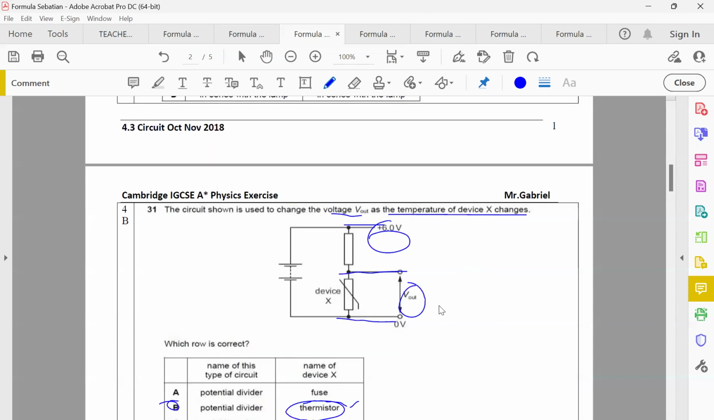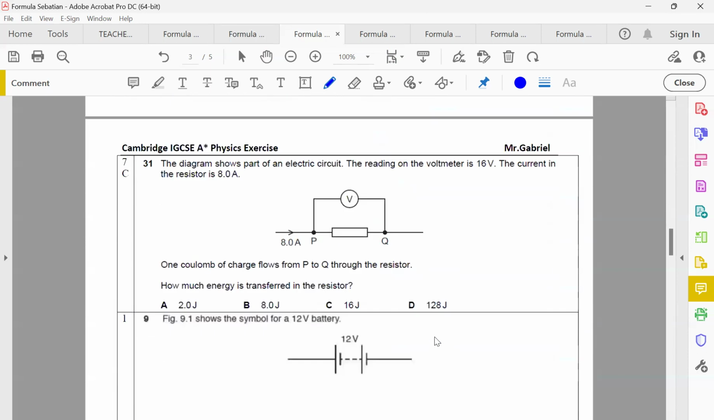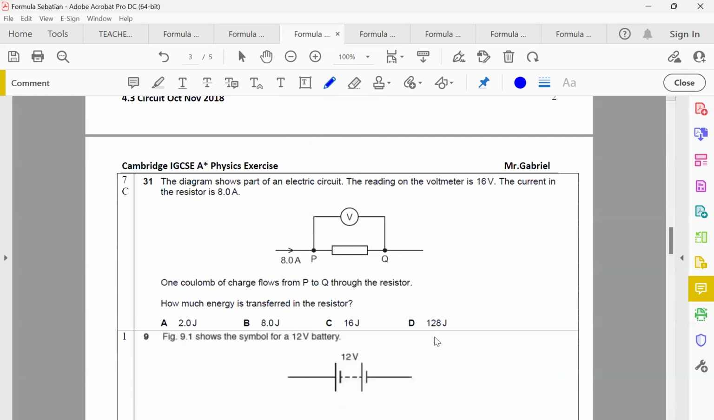What was the next question again? 7, the last one. Hey, he's asking the questions, not me. This one you don't know how to do. How to do? What are you looking for? Energy. What's the formula for energy? E equals VIT, right? What's the V? What's the I? What's the T?